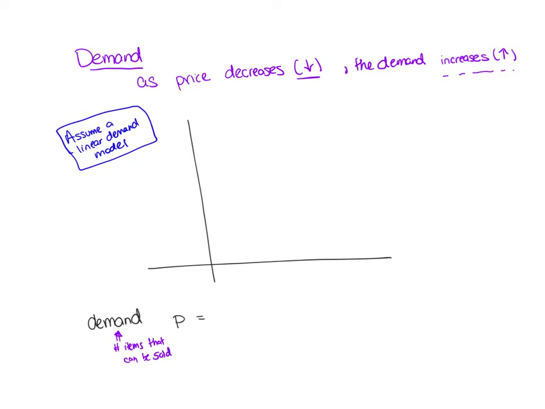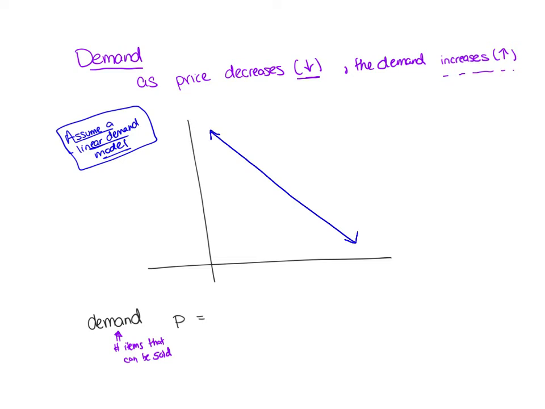Here I'm going to assume that we have a linear demand model. So I'm going to have a straight line, and because as the price decreases, the demand increases, I should have a decreasing slope here, or a negative slope. So my demand equation should be going down.